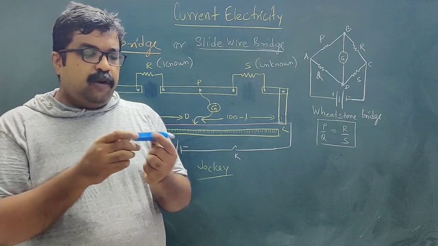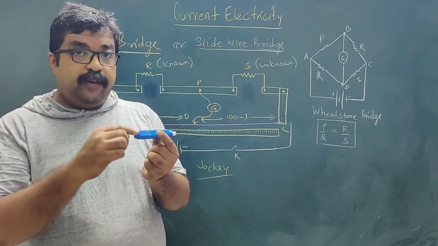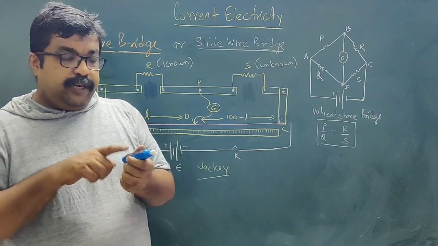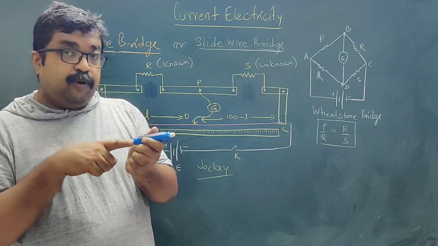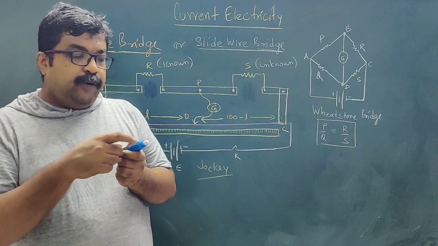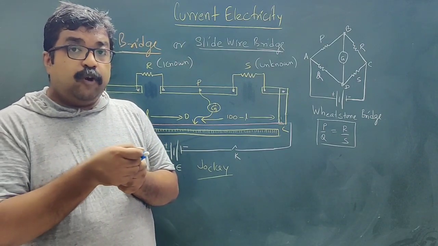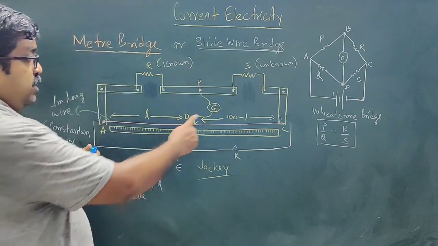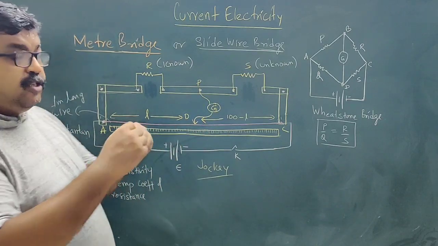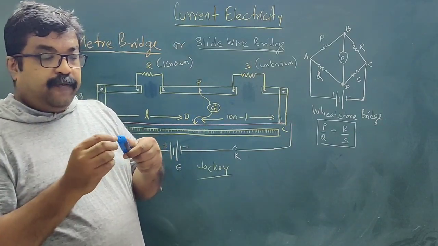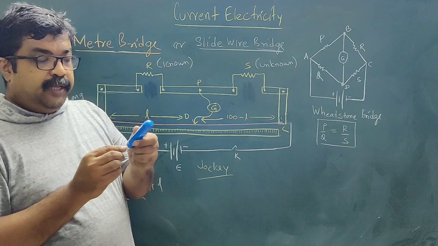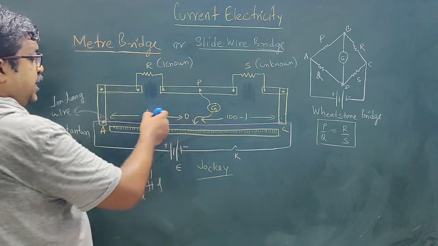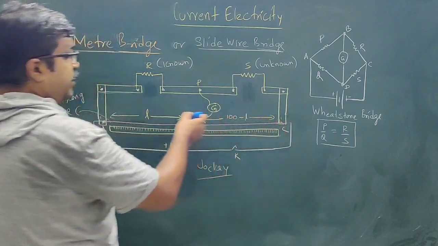Here in the jockey, what will happen? There will be a screw here, and from the screw, inside this plastic body, suppose till this point, there will be a metallic rod. From the galvanometer, this wire is connected to the screw, and from the screw you have a metal rod. This is the tip of the metal rod, and that tip can slide on this wire.